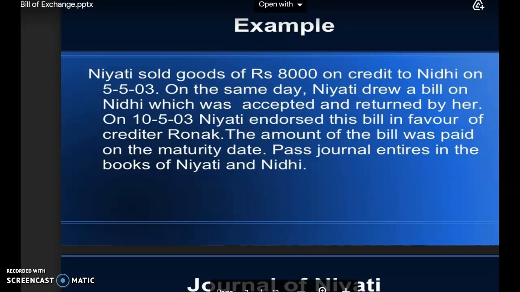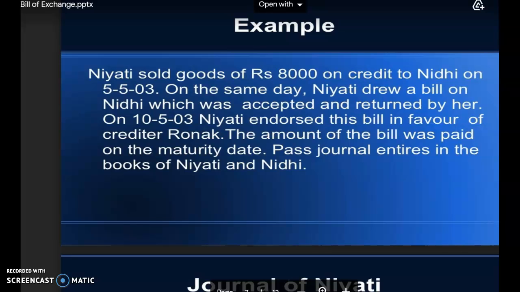First of all, let's understand the accounting treatment with the help of an example. Neti sold goods of rupees 8,000 on credit to Nidhi on 5th May 2003. On the same day, Neti drew a bill on Nidhi which was accepted and returned by her. On 10th May 2003, Neti endorsed this bill in favor of creditor Ronak. The amount of the bill was paid on the maturity date. Pass necessary journal entries in the books of Neti and Nidhi.